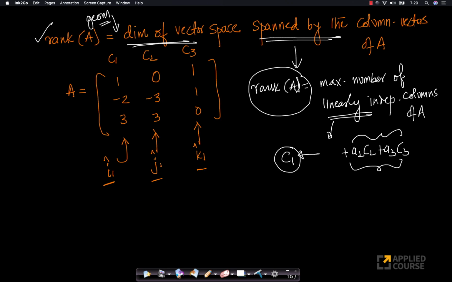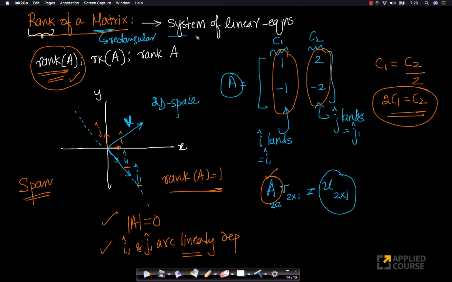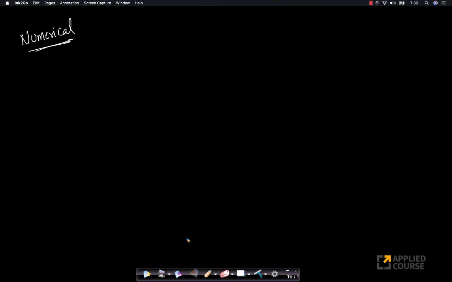There is a third very interesting numerical way of understanding rank. Rank is such a fundamental concept with tons of applications, especially to solve systems of linear equations, that it has multiple interpretations. And all of these interpretations are one and the same. Another way to think about it: this definition holds only for square matrices, but we'll also see for rectangular matrices how everything pans out.